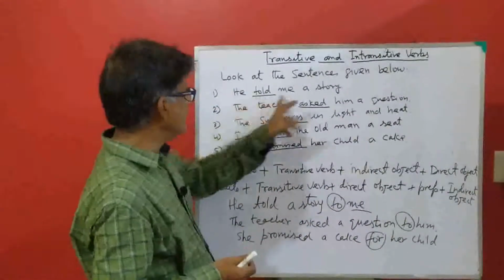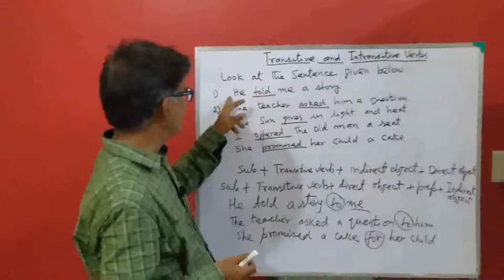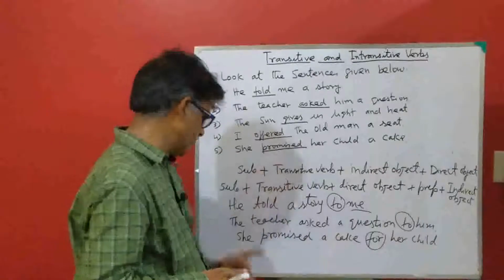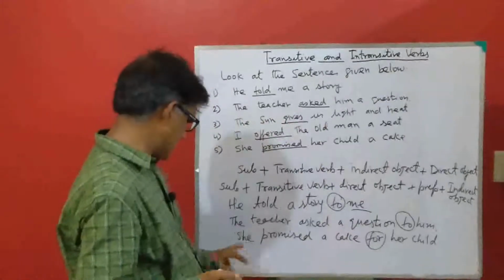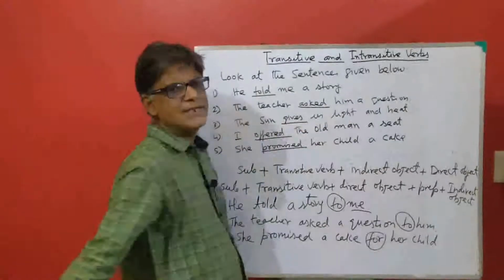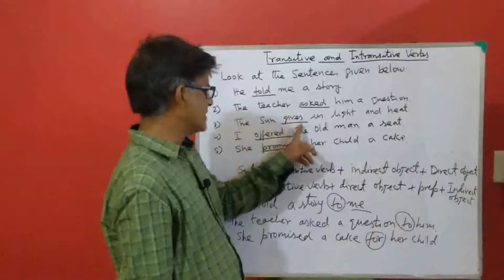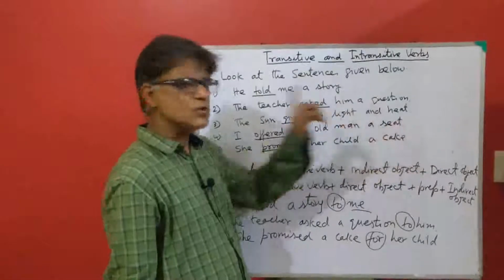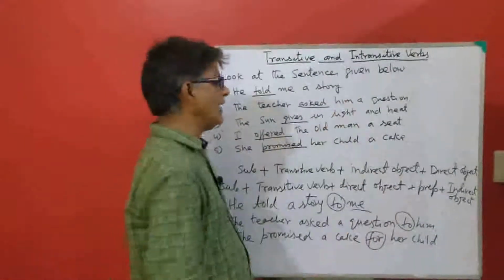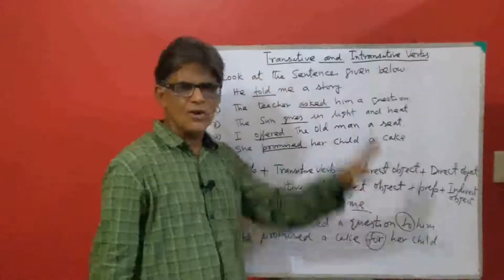So, he told me a story. You can write this sentence like this: he told a story to me. The teacher asked him a question. The teacher asked a question to me. Similarly, the sun gives us light and heat. The sun gives light and heat to us. I offered the old man a seat. I offered a seat to the old man.